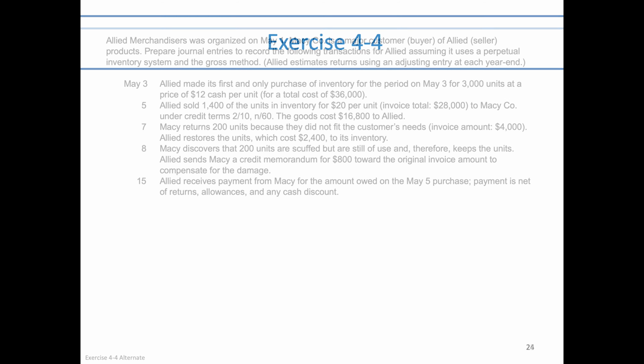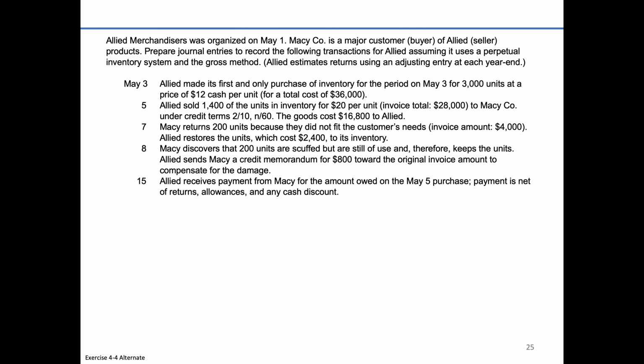Let's read the problem. Allied Merchandisers was organized on May the 1st. Macy Company is a major customer, aka buyer of Allied, who is the seller of products. Prepare journal entries to record the following transactions for Allied, assuming it uses the perpetual inventory system and the gross method. Allied estimates returns using an adjusting entry at the end of each period.